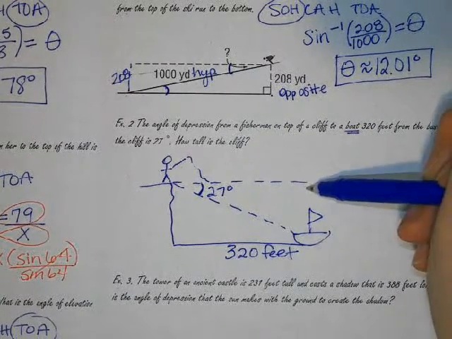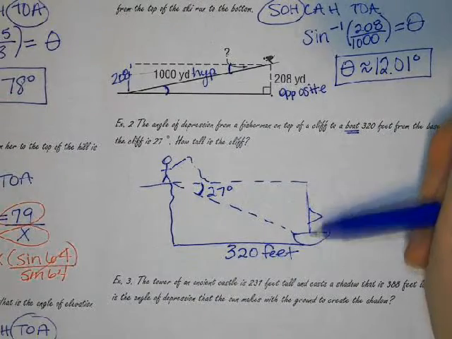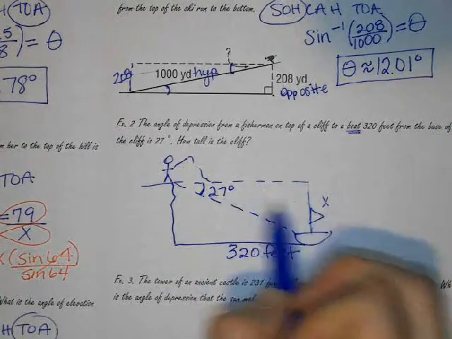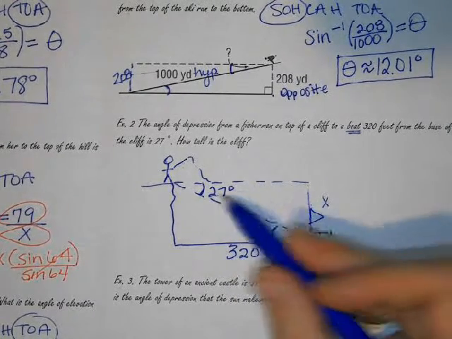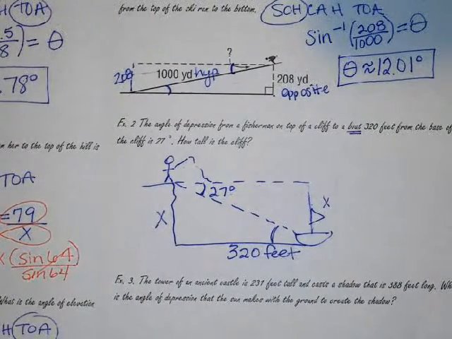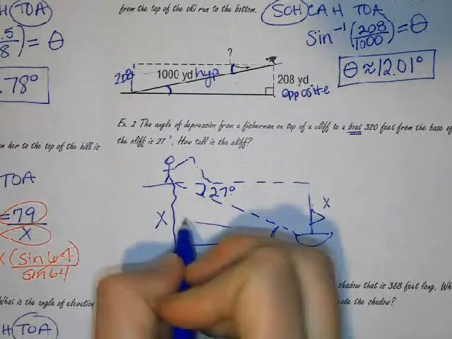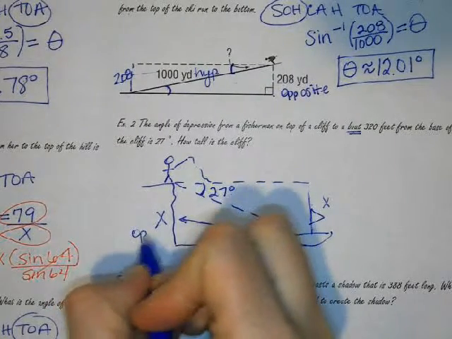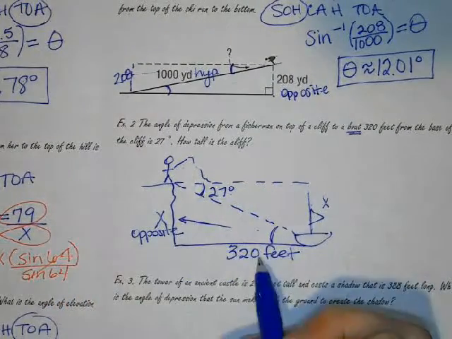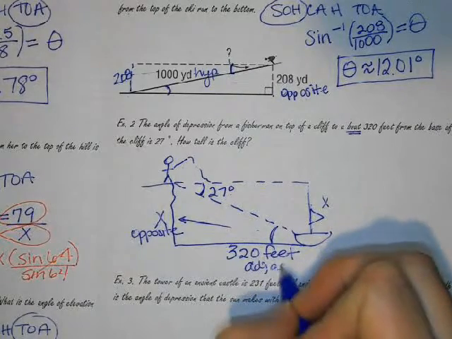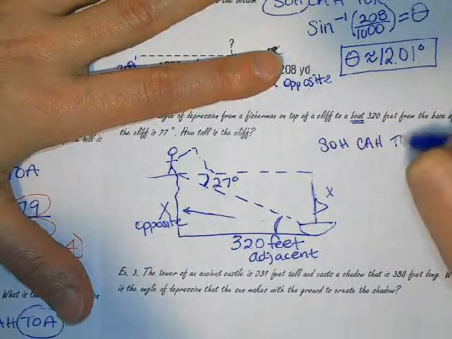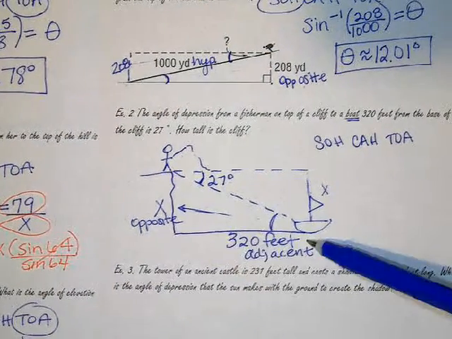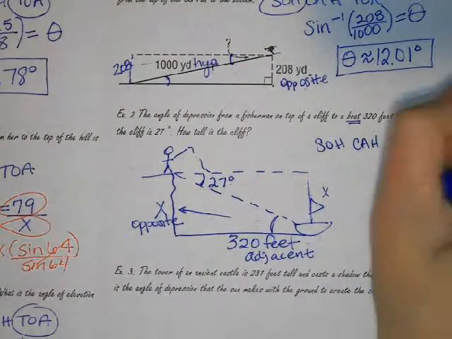Okay, so we can think of it the same way we did before. We could imagine that we are looking for x here on this side, and that would mean that x is opposite. Or we know that these two angles are supposed to be congruent, so we're looking for x here for how high the cliff is. Okay, regardless, x is going to be opposite, and 320 is going to be adjacent. So, if I'm using SOHCAHTOA, we've got opposite and adjacent, which would mean I'm using tangent.